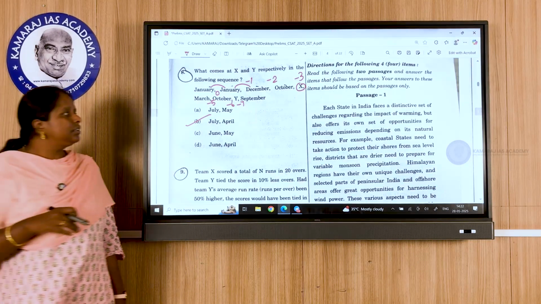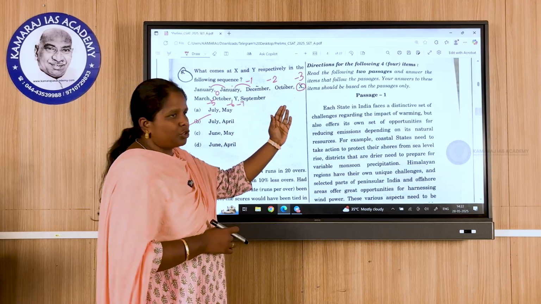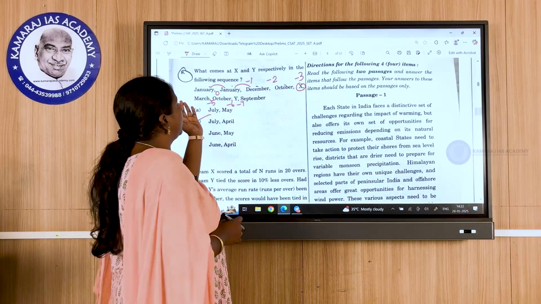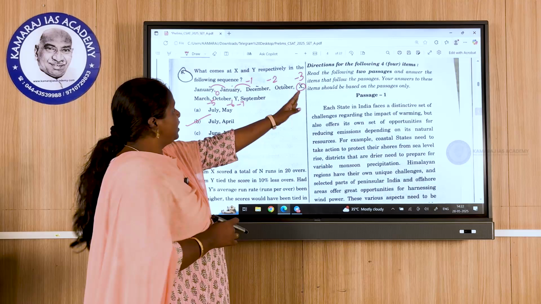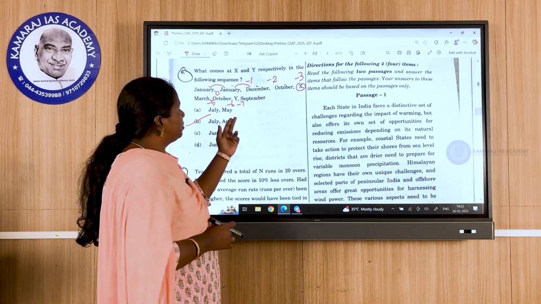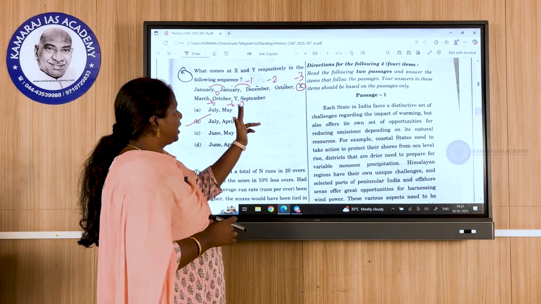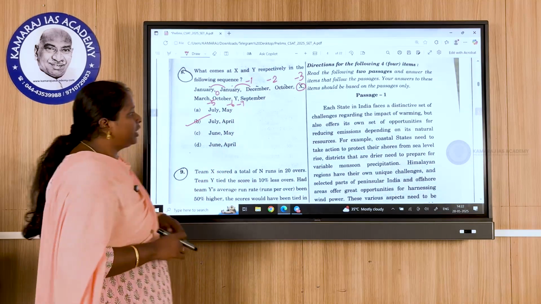Or you can consider this pattern of questions as January -1, December -2, October -3, and X is July actually. So July -4, March -5, October -6, and here you will get April. April -7 is September. Okay, next question.